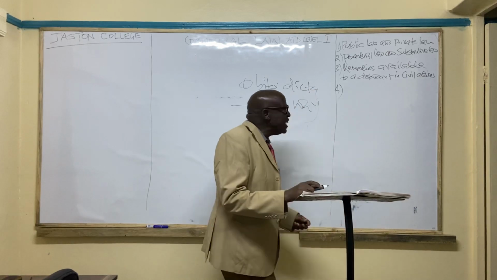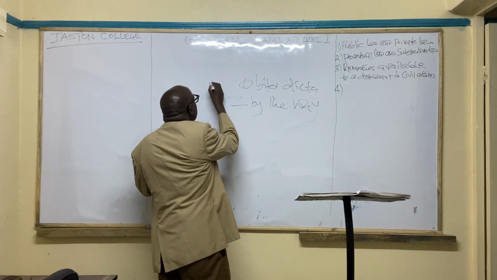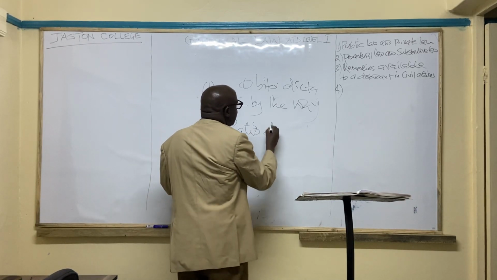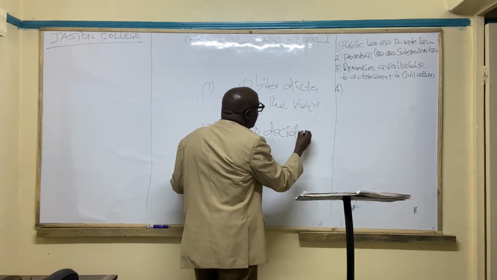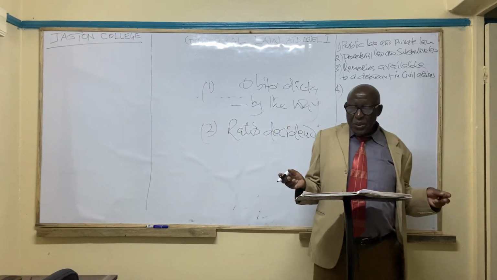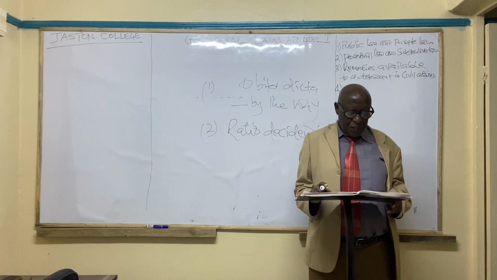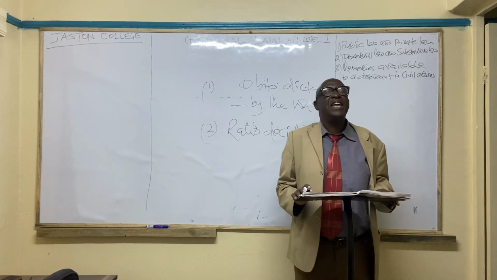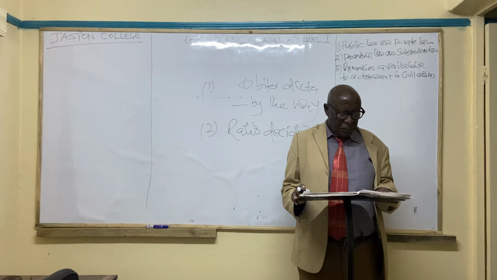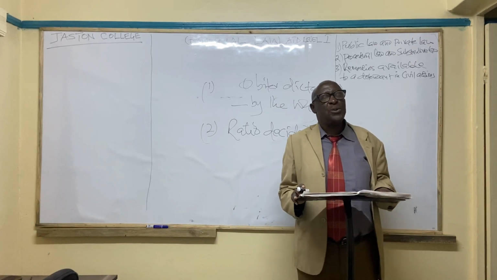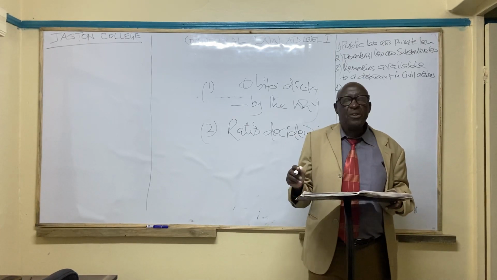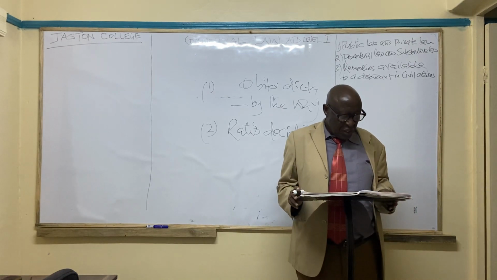Also, there is another one called ratio decidendi. This one is the reason for conviction, because when a judge convicts you of an offense, he must show the reason why he has convicted you. So he must really show that he indeed convicted you, and he based his conviction on such and such a reason. You see?